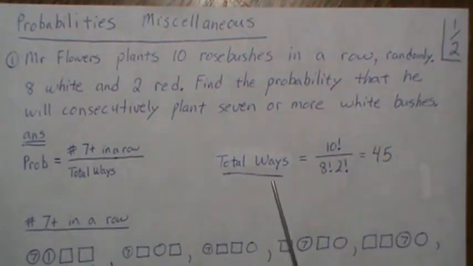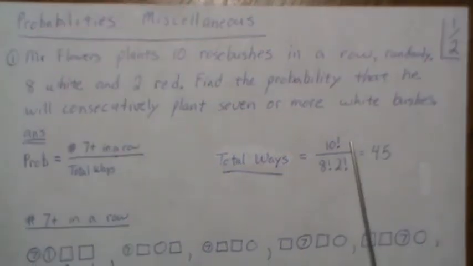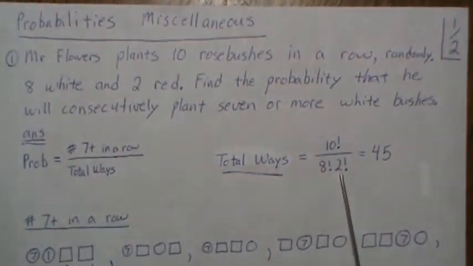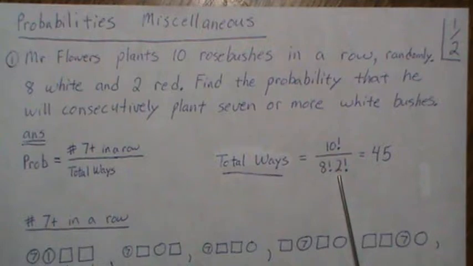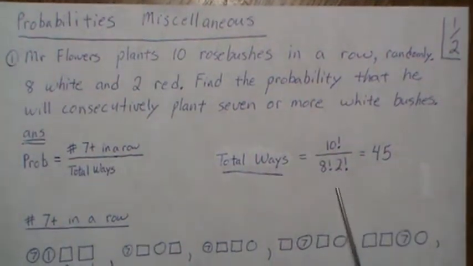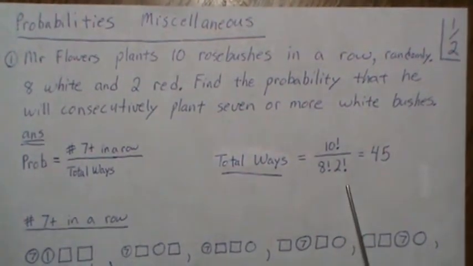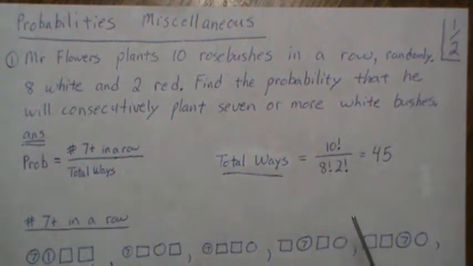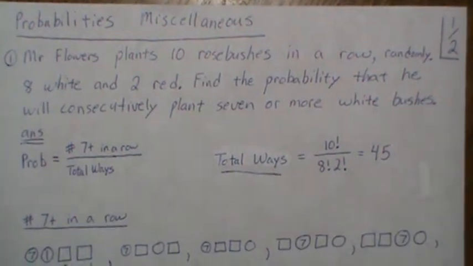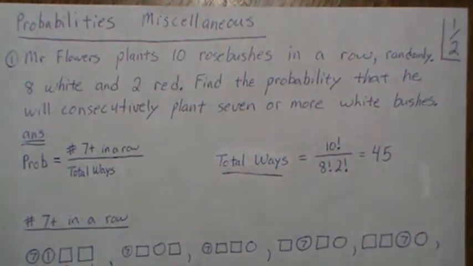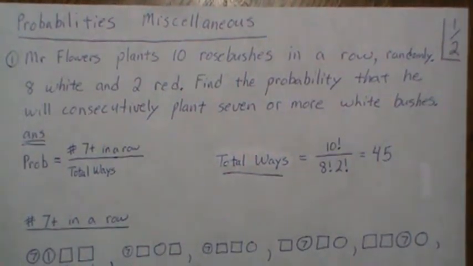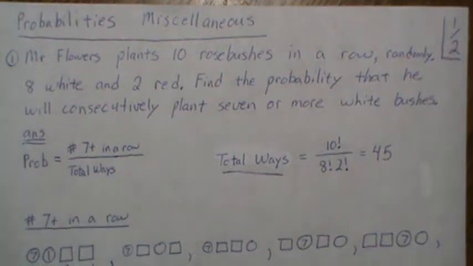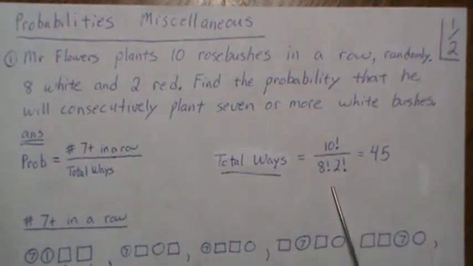Well, the total number of ways is 10 factorial divided by 8 factorial divided by 2 factorial, which is 45. Now this can be thought of as a multinomial coefficient, but you can also think of it as if you have 10 bushes in a row and you're randomly picking 2 of them for the red bushes, so it becomes 10 choose 2, and it's also the same calculation.